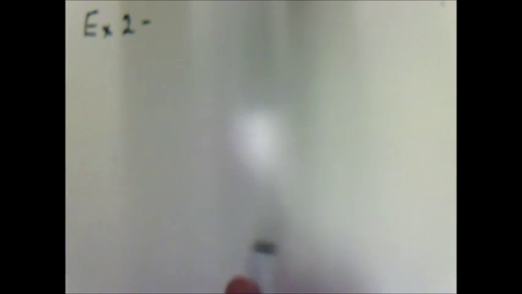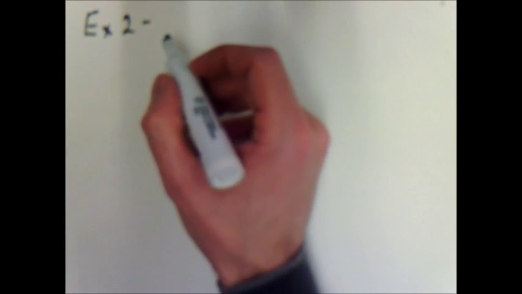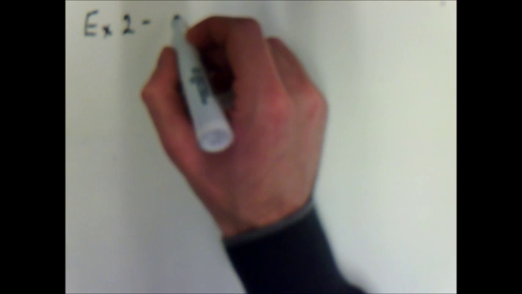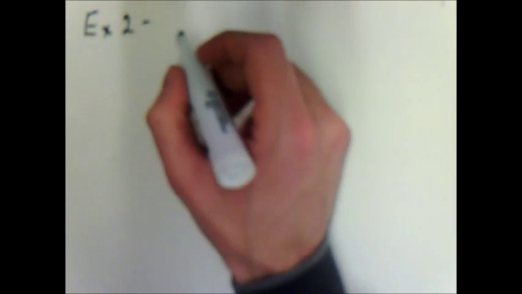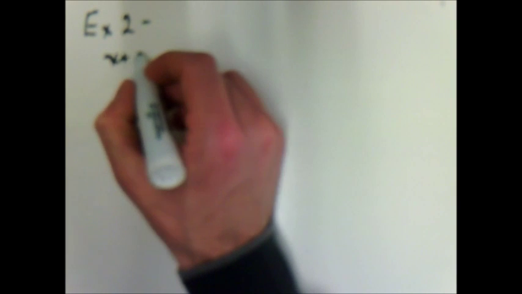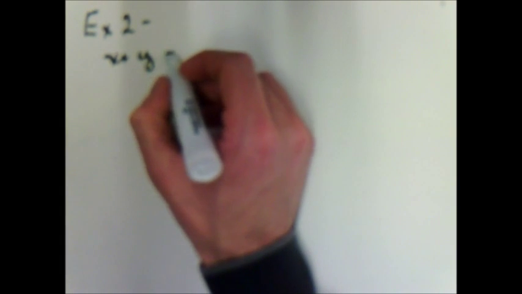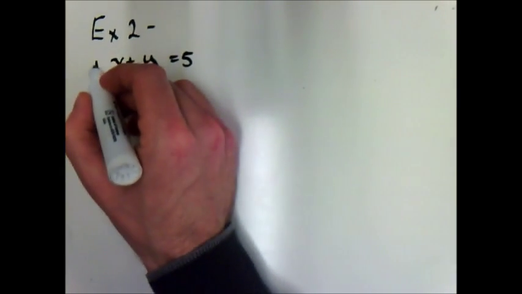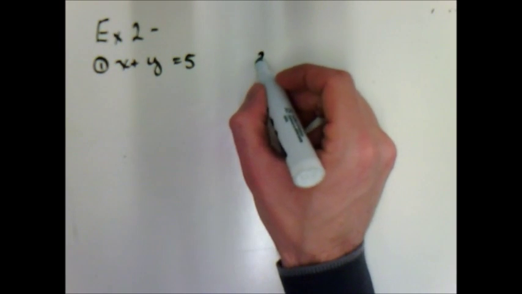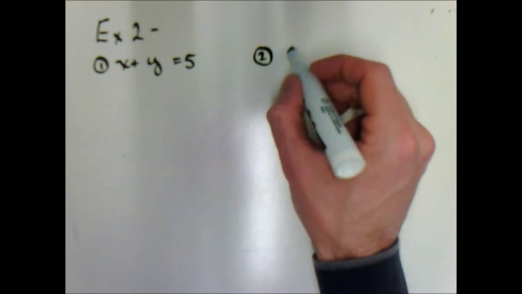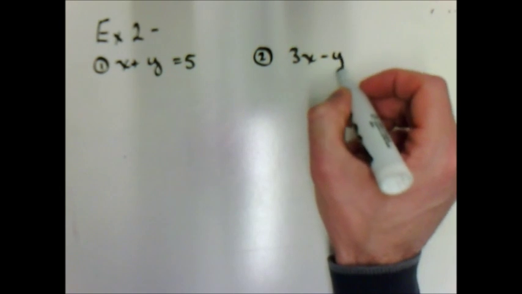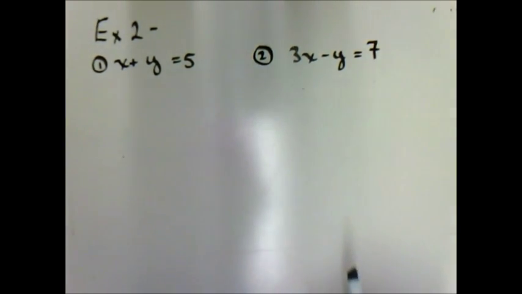Example 2 again asks us to solve using the method of substitution, but this time we need to rearrange our equations in the linear system. So we need to find the solution to the linear system that includes the lines x plus y equals 5. Call that one equation 1. And equation 2 is 3x minus y equals 7.